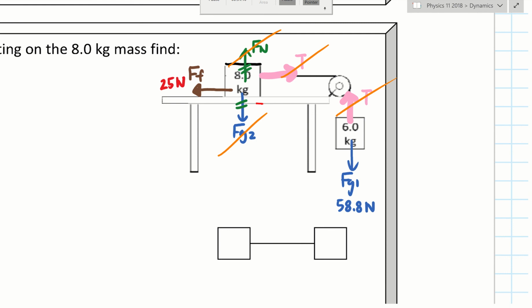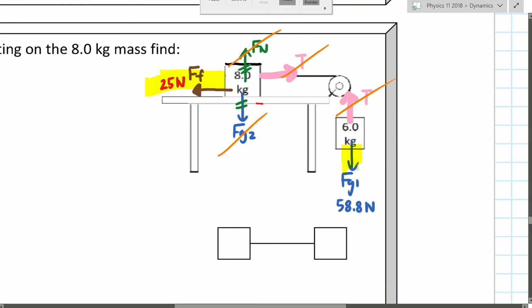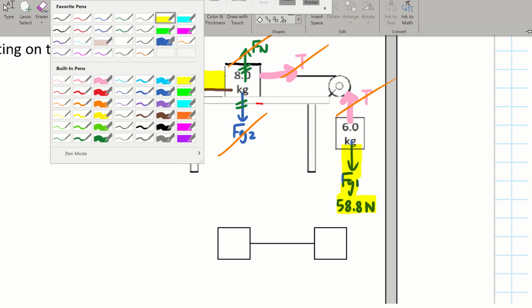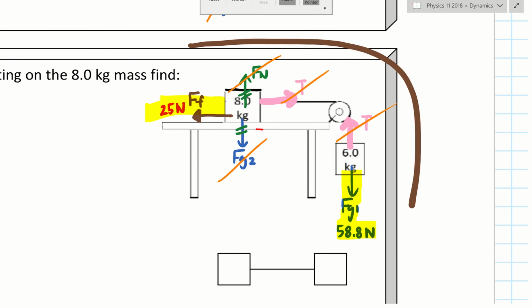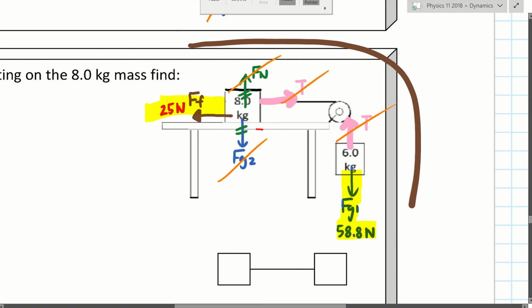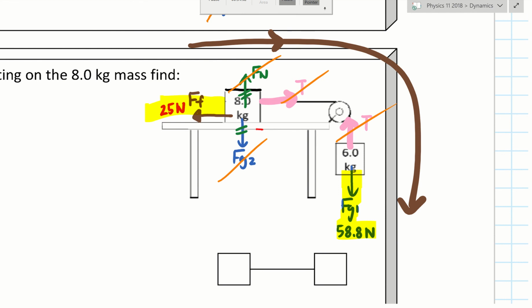Now, this is a game between who and who? Friction and Fg1. That's it. It's a tug of war fighting for dominance between a clockwise force and a counterclockwise force. The system either goes this way or it doesn't go at all. So what is the verdict? Move, right? The verdict is move because 58.8 Newtons is greater than 25 Newtons. So the system can and will move. The 8 kilogram box on top slides to the right and accelerates. The 6 kilogram box hanging on the side accelerates downward. That's what's going to happen.